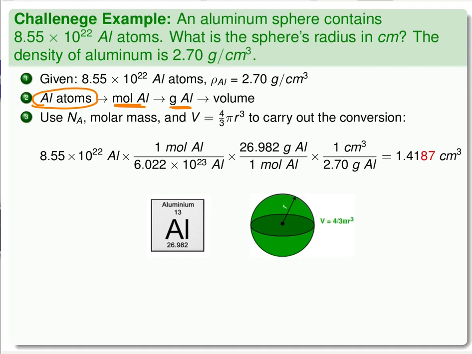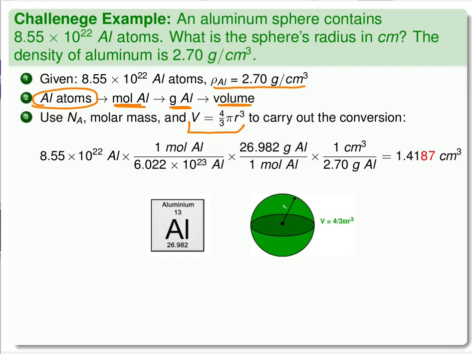And then, once we have the grams of aluminum, we can use the density, our other given quantity, to arrive at the volume. Okay? Then finally, once we have the volume, we're going to need to apply another equation, which many of you might remember from high school. The volume of a sphere is equal to 4/3 times pi times that radius cubed. Okay, so that's our little outline.